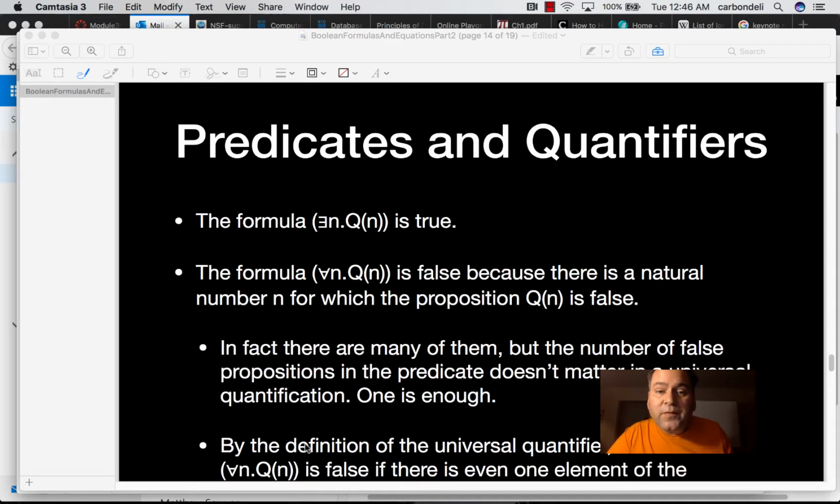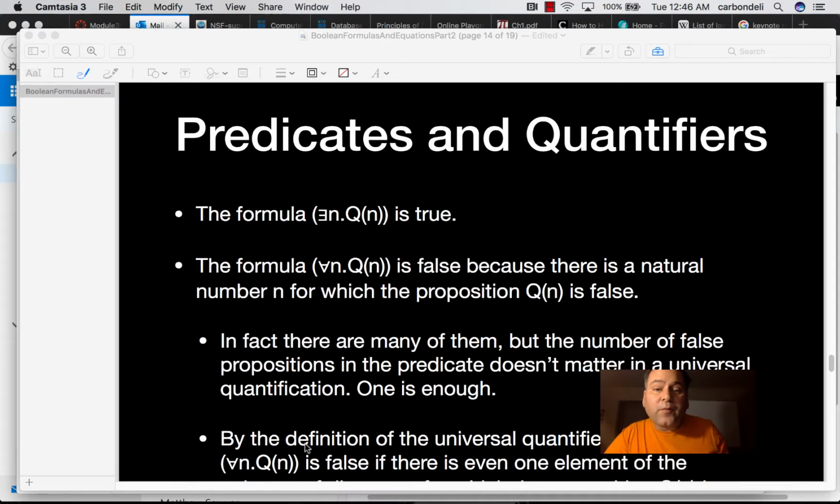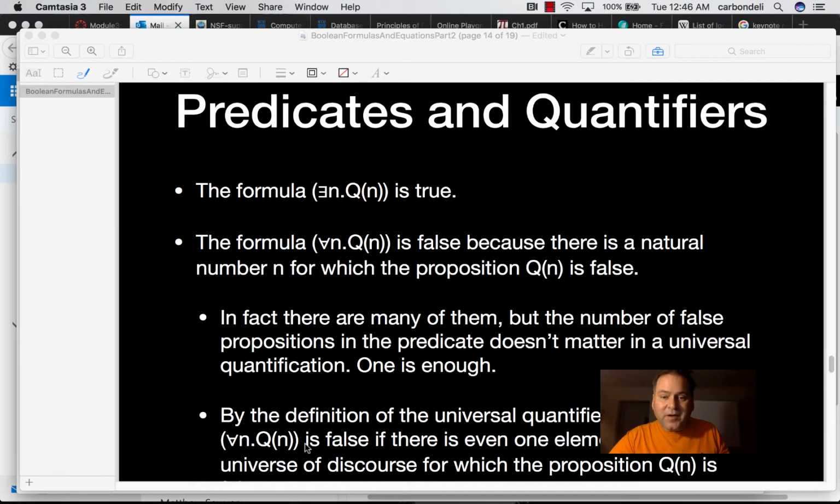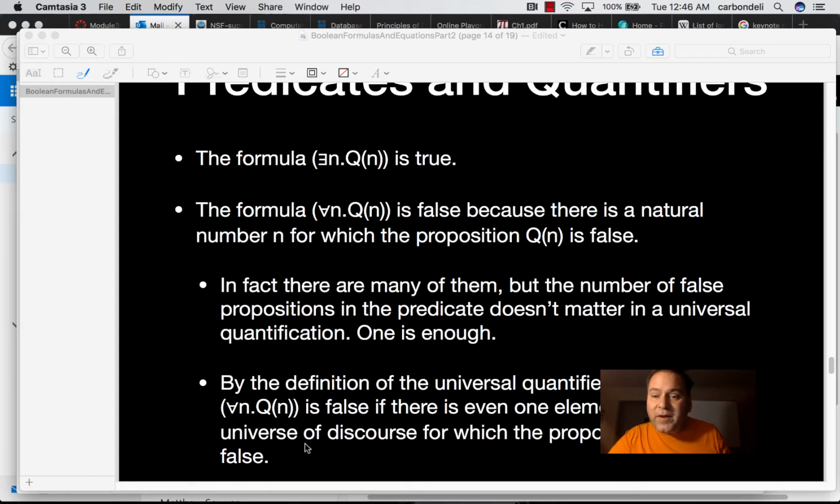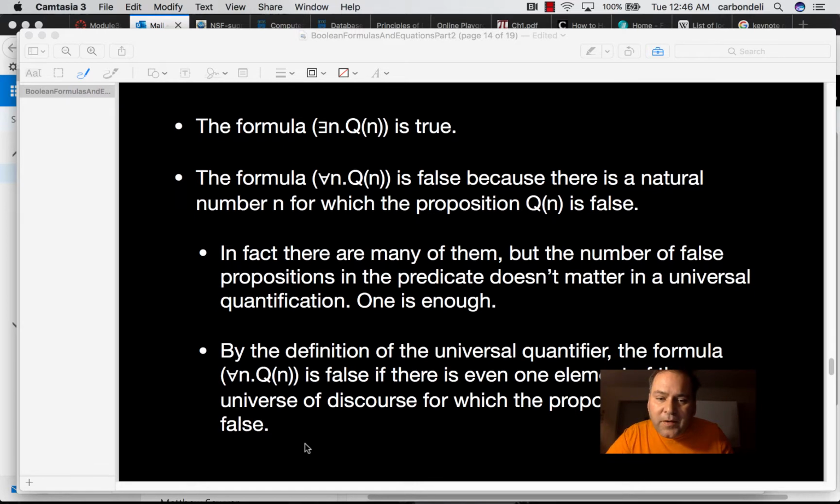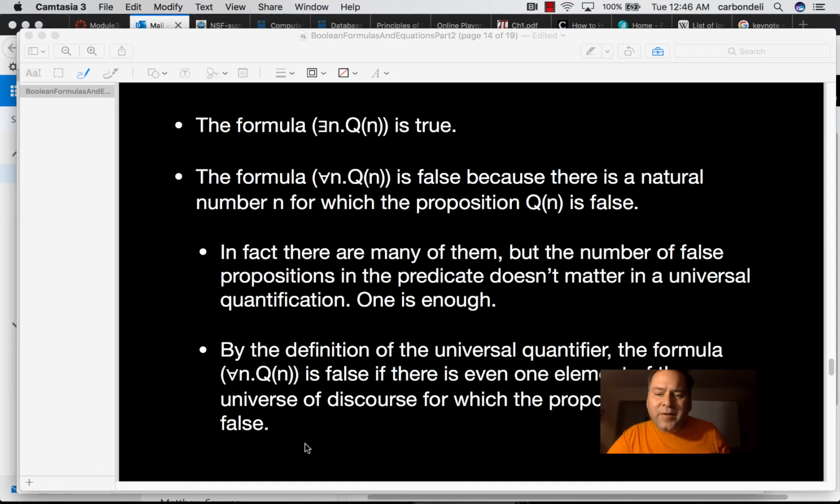The formula for some n, Q of n is true. The formula for all n, Q of n is false because there is a natural number n for which the proposition Q of n is false. In fact, there are many of them, but the number of these false propositions in the predicate doesn't matter in a universal quantification. One is enough. By the definition of the universal quantifier, the formula for all n, Q of n is false if there is even one element of the universe of discourse for which the proposition Q of n is false.